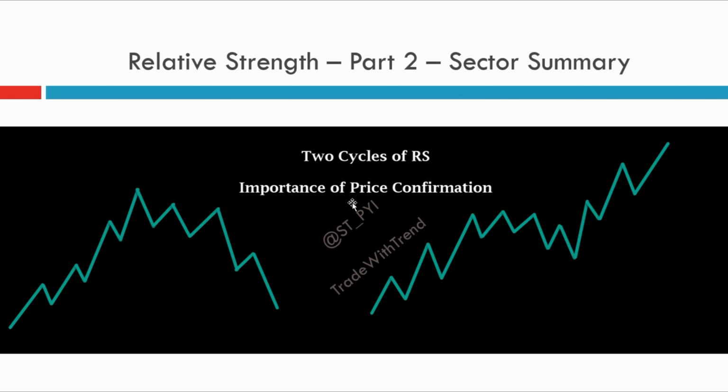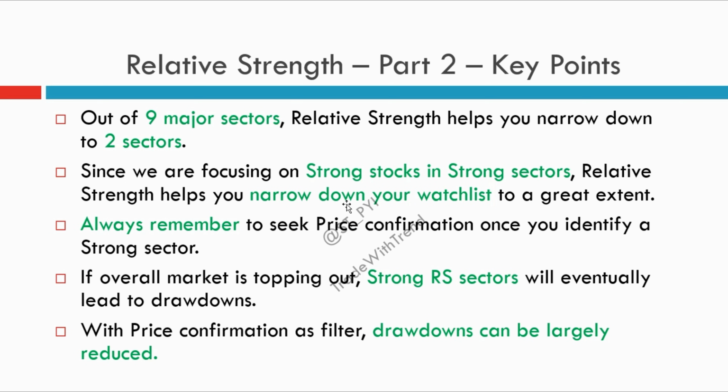So I'll just sum up the key points for the sector series. What we have seen is that out of the 9 sectors that we selected initially, only 2 were left, IT and consumer durables, for investment and trading. This is one of the most positive points of relative strength. We are focusing on strong stocks and strong sectors. That is why we need to narrow down our watch list.